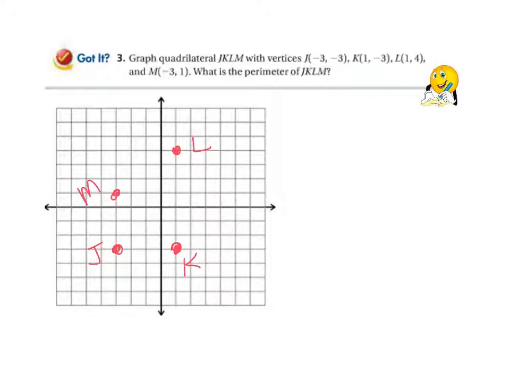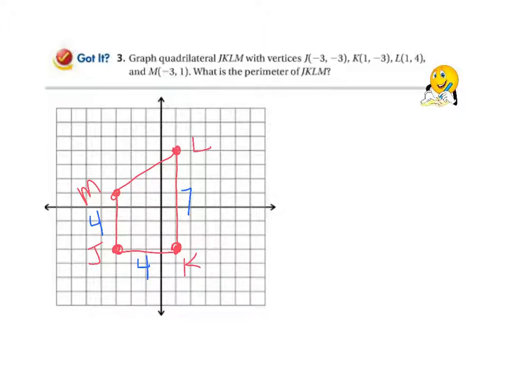Now we're looking for the perimeter. So the shape that I'm dealing with is this one right here. Now 3 of the 4 sides are great. I'd have this side here, looks like it's 4 units. This one is 4 units. This one is 7 units. But this one right here, you have to find the distance for.